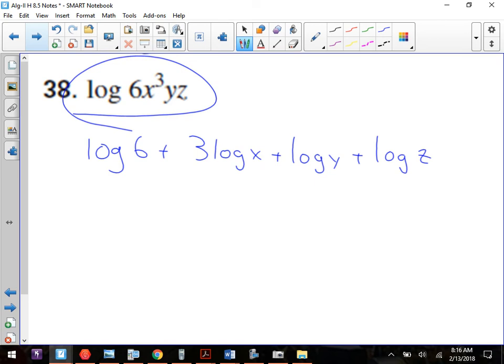No, there's nothing else you can do. Good question. Do I have to write base 10 here? No, that's common log. That's where the common logarithm comes from. When you don't see a number for the base, it is automatically implied that it is base 10, and it does not need to be written.